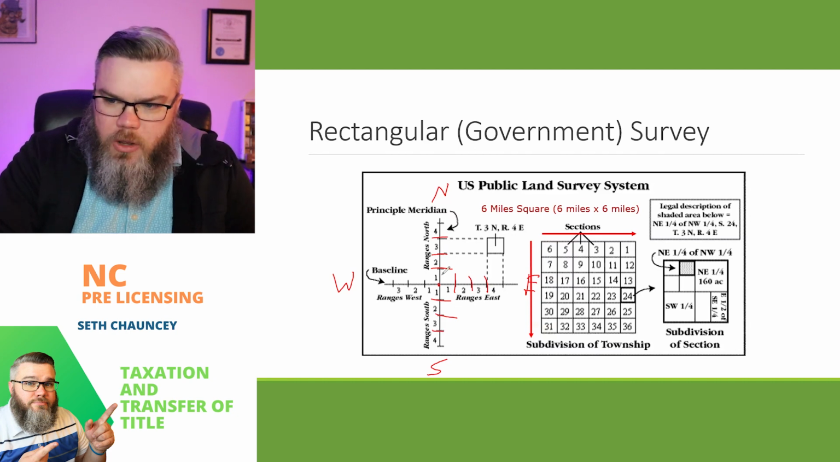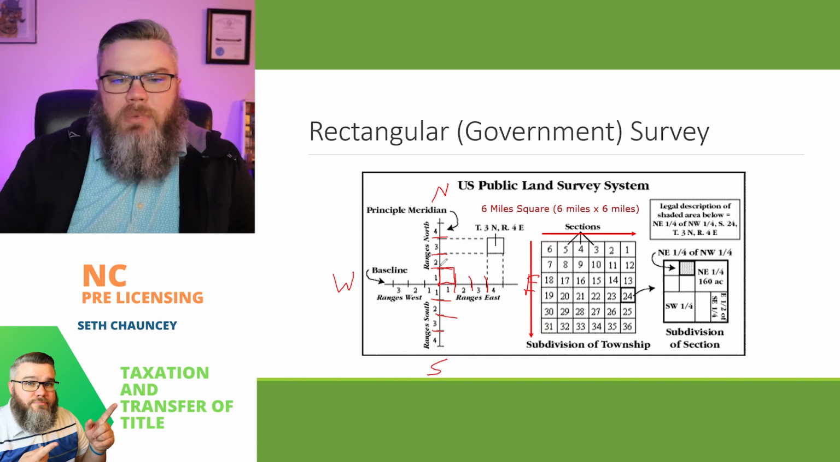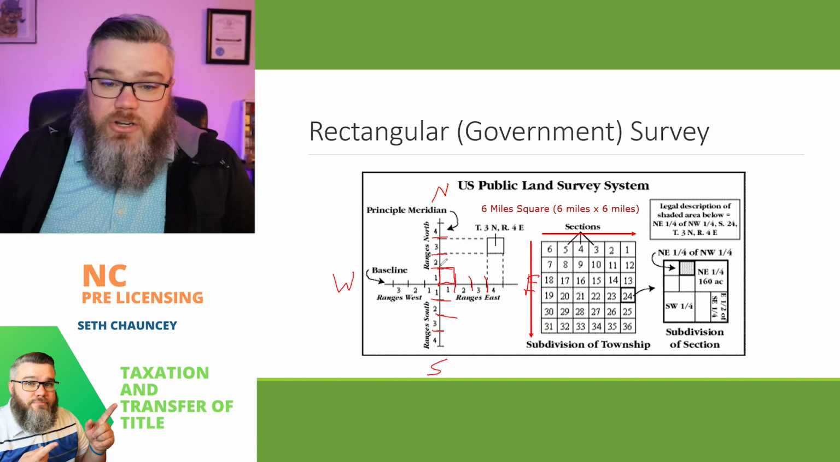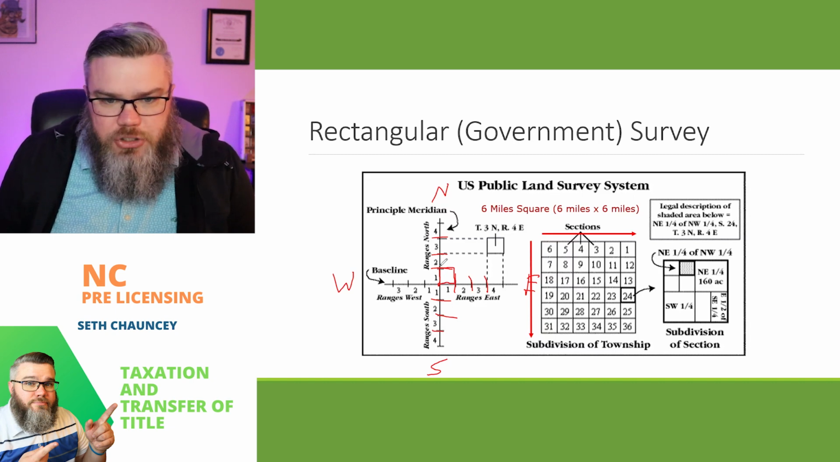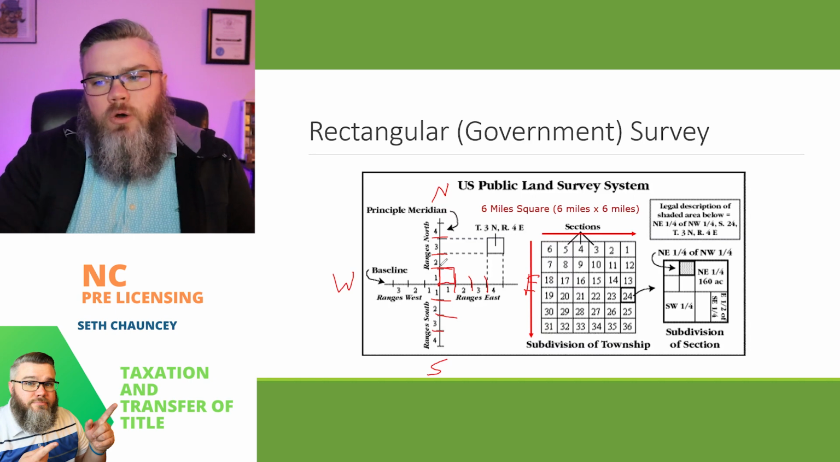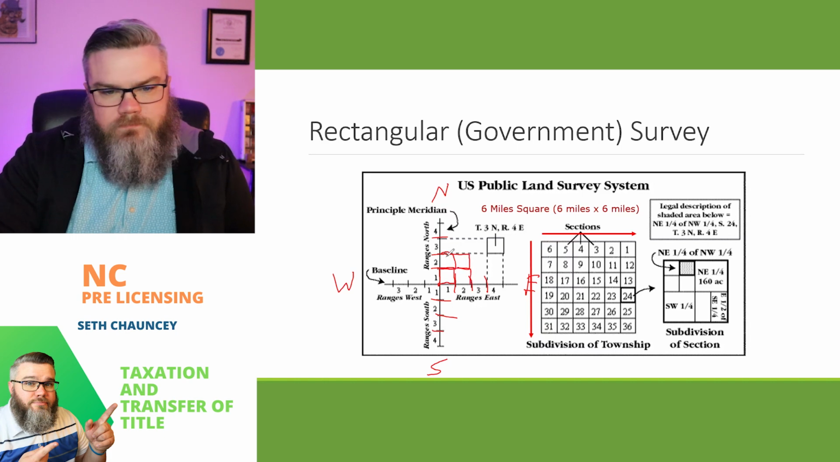When you look at one, for instance, right here, this is a 6 mile by 6 mile square. Now, folks, that's actually very large, a 6 mile by 6 mile square. That is what's called a township. Every single one of the blocks within here is a township, and it is a 6 mile by 6 mile square.